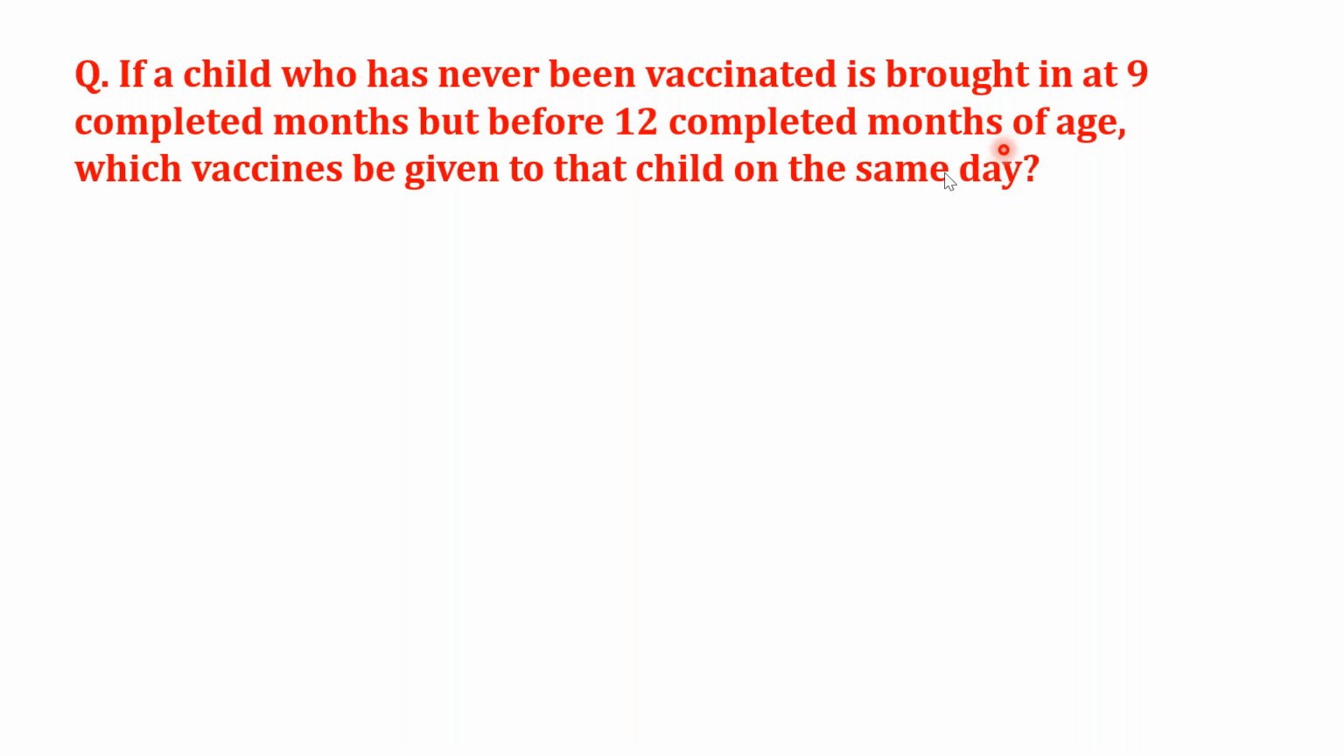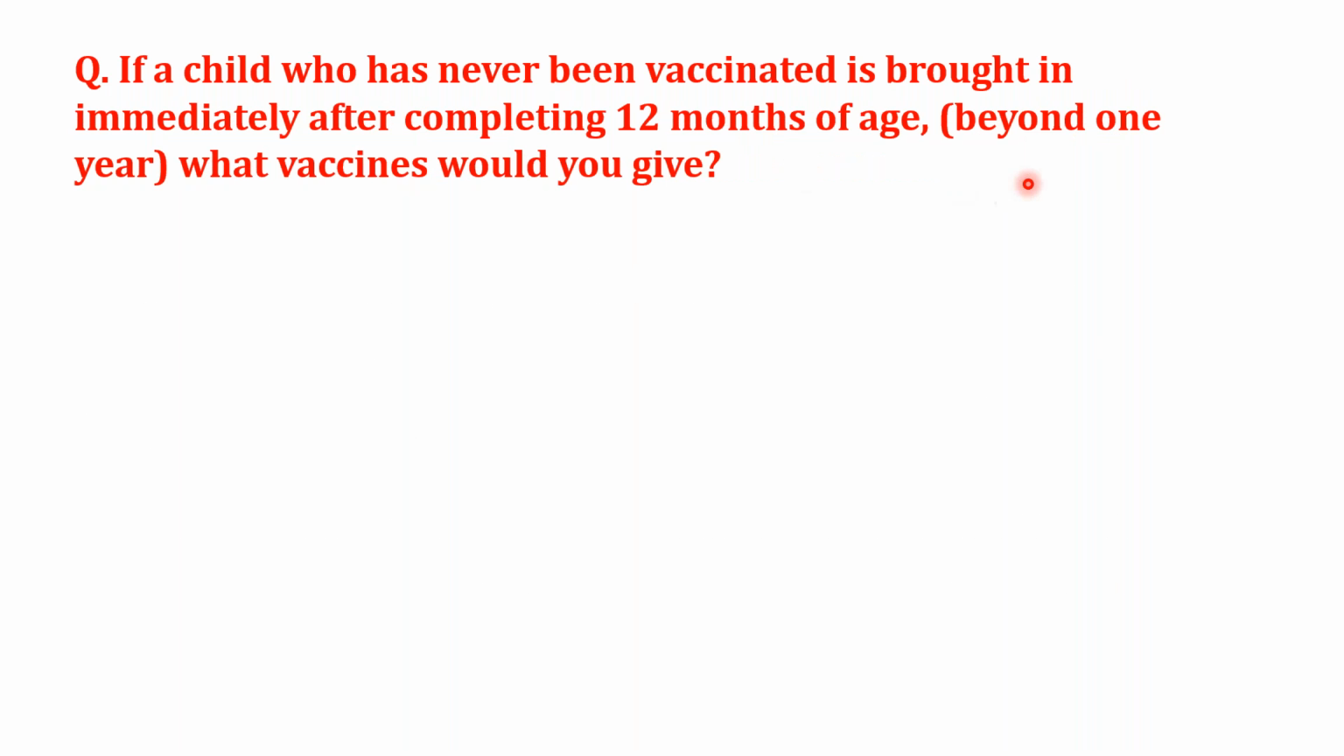Now, if a child who has never been vaccinated is brought immediately after completing 12 months of age, say the child has been brought at 15 months of age. So an unimmunized child has come to you at 15 months of age. What all vaccines will you give him now? So a 15-month-old unimmunized child comes, what all vaccines can we give? This is again a very favorite question which will often be asked in your viva tables. So an unimmunized child has come to you at different age groups, what vaccines to give?